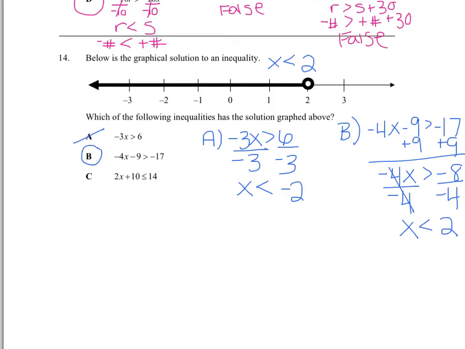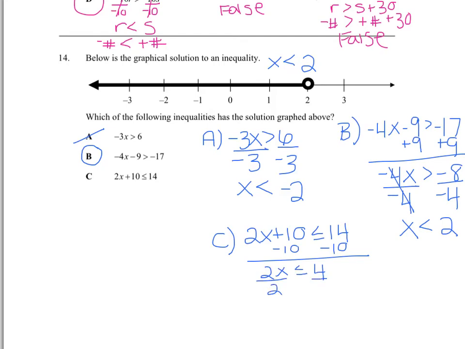So I'm going to assume it's B, but I always want to double check and do C in case I maybe made a careless mistake. So we've got 2x plus 10 is less than or equal to 14. I'm going to subtract 10 first, and I'm going to have 2x is less than or equal to 4. Then I'm going to divide by 2, and x is going to be less than or equal to 2. That's close, but I don't want to include 2, so it can't be C.